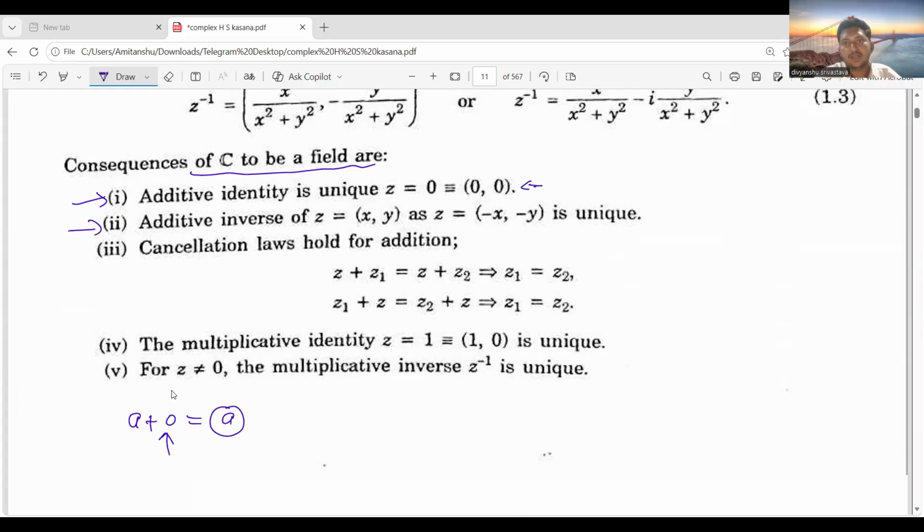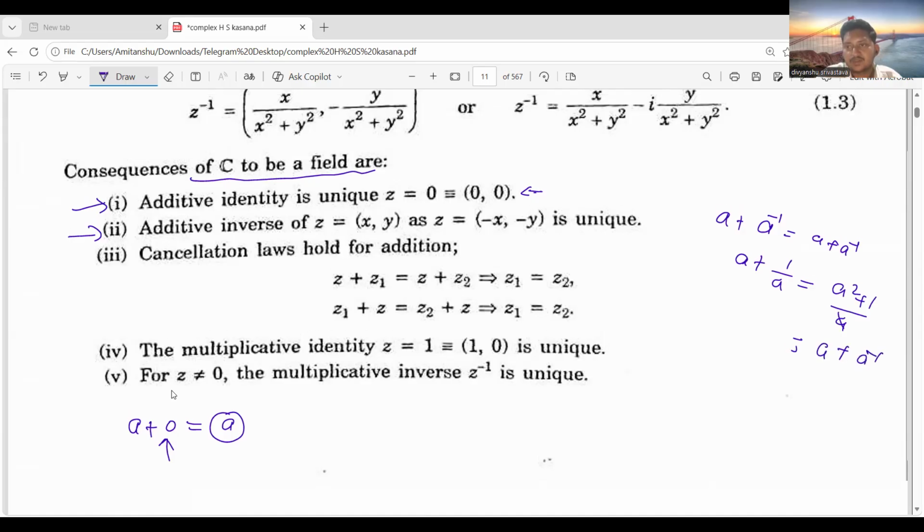Now move to the additive inverse. When you add for this, this is your additive inverse. I think you got this. 1 upon a, now multiply with a square plus 1 upon a, and we multiply with this, you get a plus a inverse. These are the additive inverse, so this is your unique part.